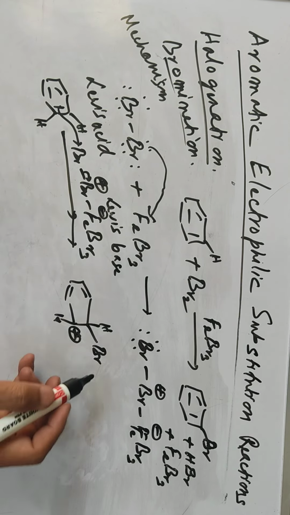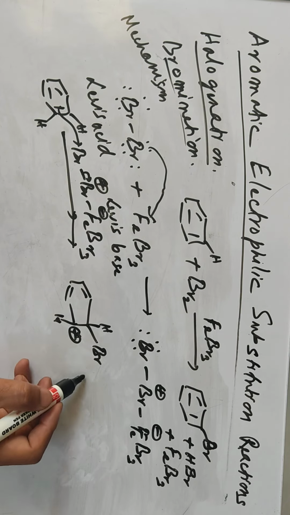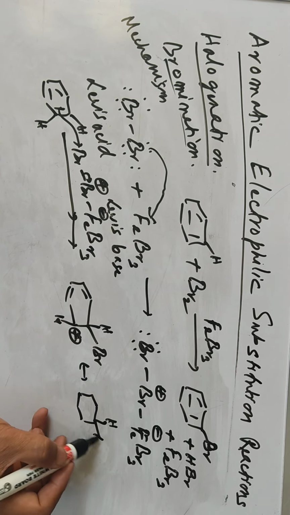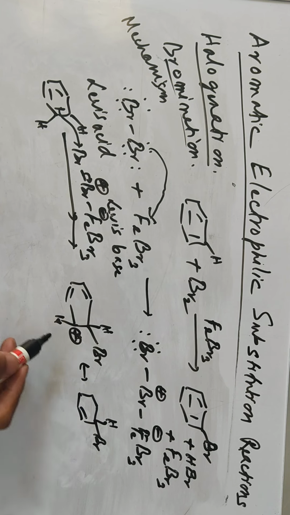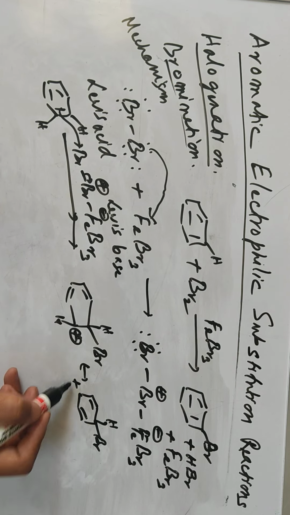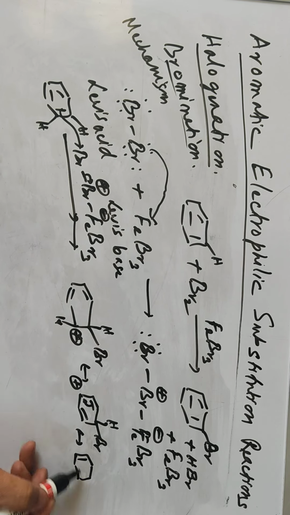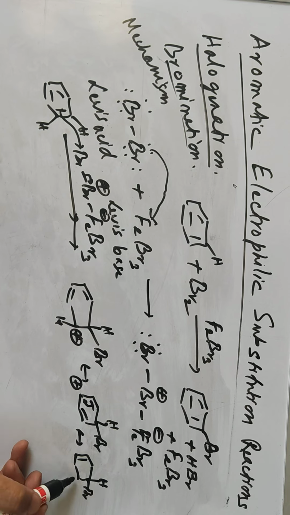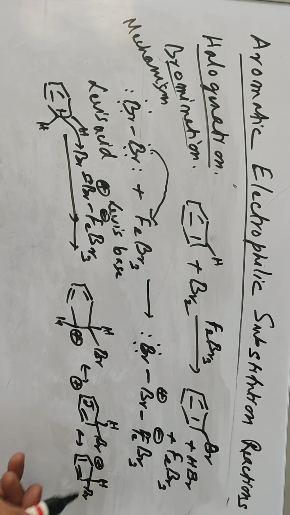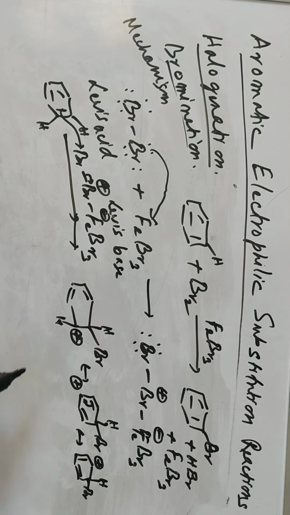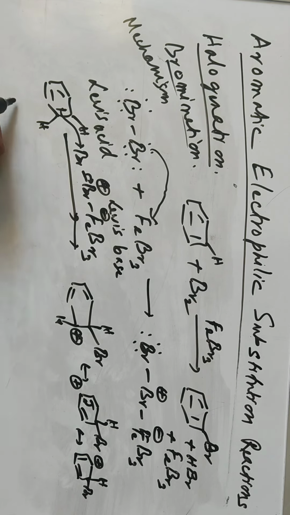This cation, like the earlier one we discussed, can delocalize into many resonance forms. You can delocalize the charge this way, so the positive charge can be at the ortho position as well as at the para position. So these are all discussed in a similar way. Then the final step is this carbocation losing a proton.